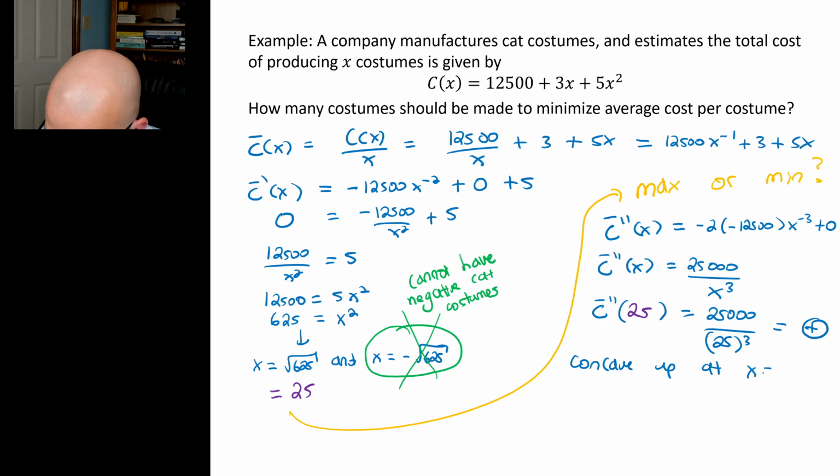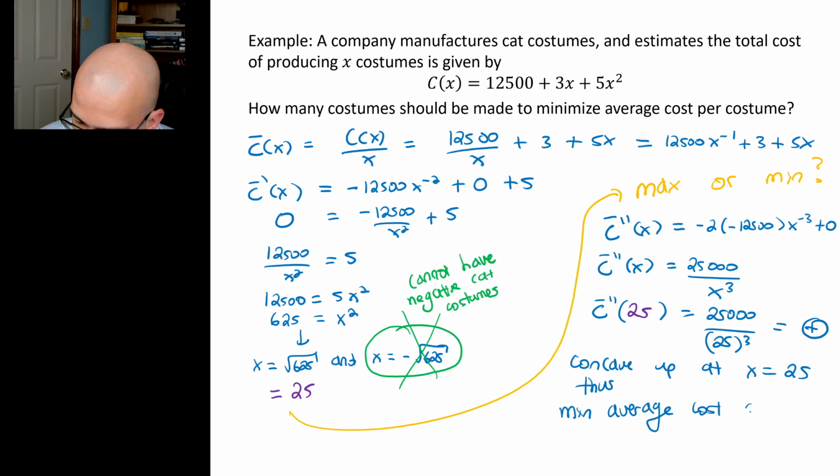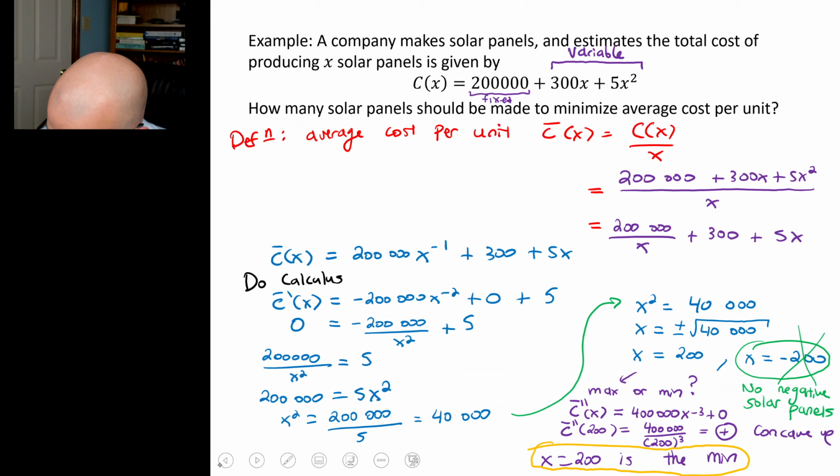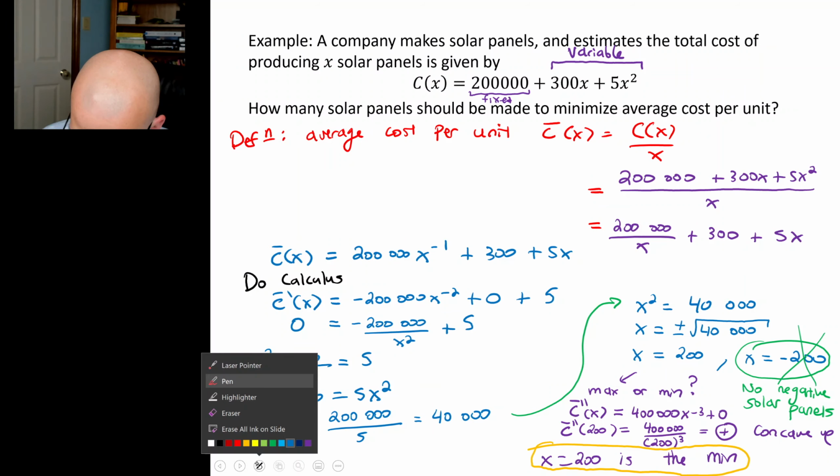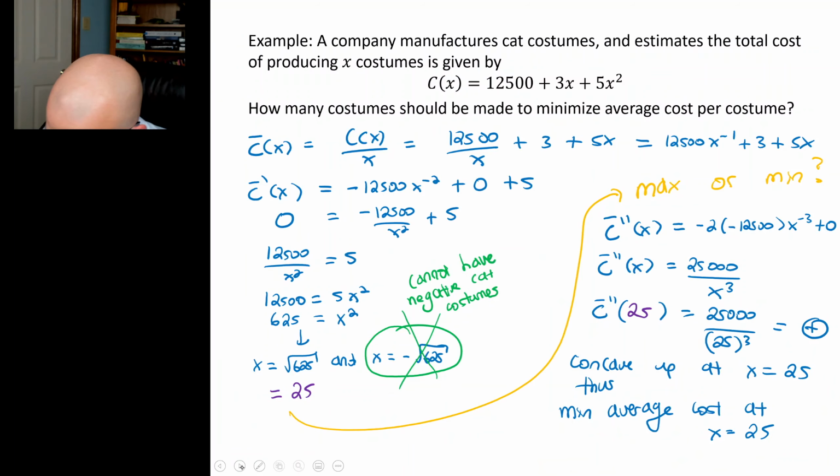Thus, min average cost at x equals 25. I'm going to go back here and make sure I put that it is the min. Okay. I'll circle that, and that's the answer.